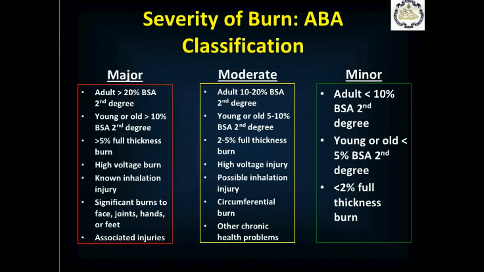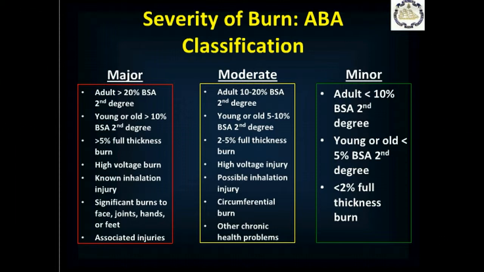Any high-voltage injury, so not necessarily a burn from high voltage, but an injury caused by high voltage. Possible inhalation injuries, burns that go completely around an extremity or completely around the chest, what's called a circumferential burn. And this isn't first degree. We're talking the second degree partial thickness burns, because those can actually cause a lot of swelling and cut off blood flow.